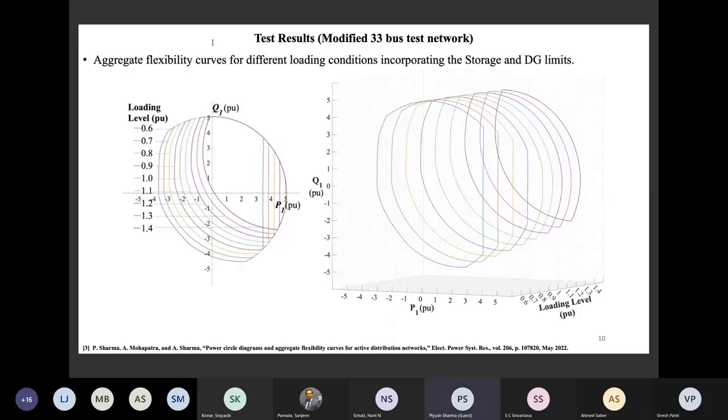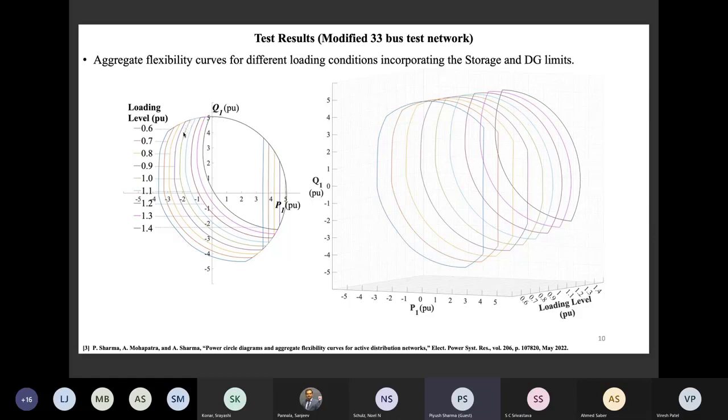Now, the results that we obtain are as follows. For the 33 bus distribution network, the aggregate flexibility curves were obtained for different loading conditions. Let us say for 1 per unit loading condition, this green curve we traced on the P1 Q1 plane. P1 Q1 represents the real and reactive power injected from the distribution network to the transmission network at the interface bus. So this curve represents, on an aggregate, without violating the static security of the network, that means without violating network operating limits and the power output limits of distributed resources, this much real and reactive power can be realized at the transmission distribution interface.